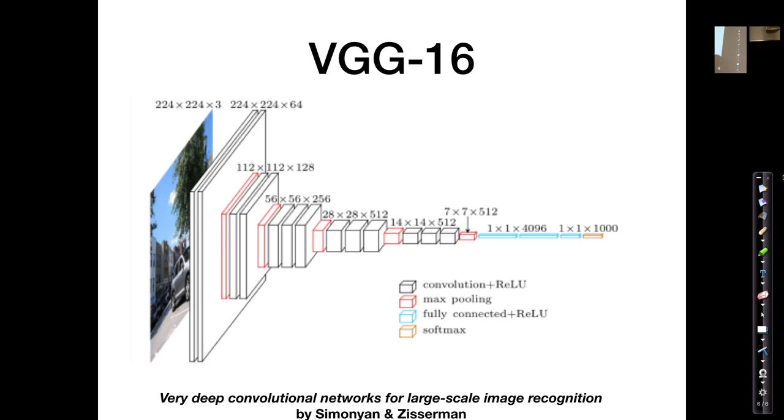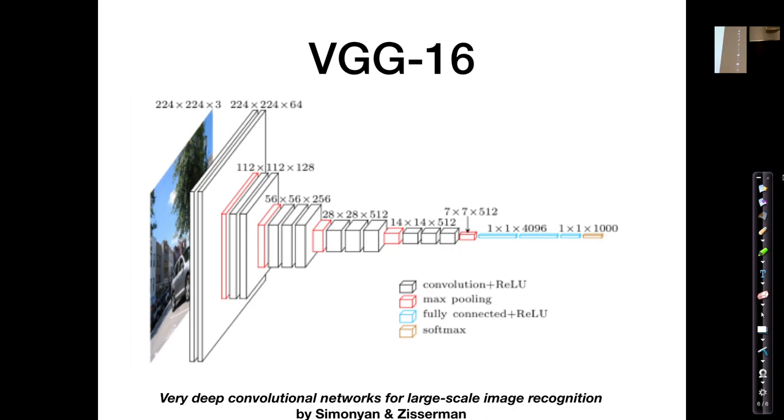So VGG 16, what do you think the 16 means? 16 layers. There's also a VGG 19, which has 3 more layers. This is a conceptual picture of what this looks like. Our input is 224 by 224 by 3, then 224 by 224 by 64. That tells us we have 64 convolutions. Do we know how big they are? No, but we know that probably the padding is the convolution size divided by 2.